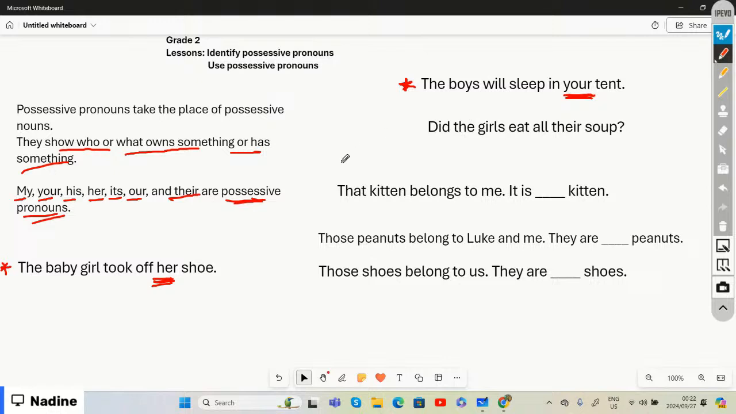And then if we look at the next one, right? The next one says, did the girls eat all their soup? So did the girls eat all their soup? Right? And if we identify our possessive pronoun within the sentence, then we can say it is their, because their is the possessive pronoun that shows who does something, who owns something, or who has something. It is their soup. Whose soup is it? It's their. Their refers to the girls.